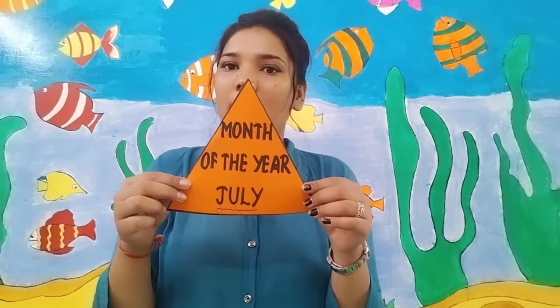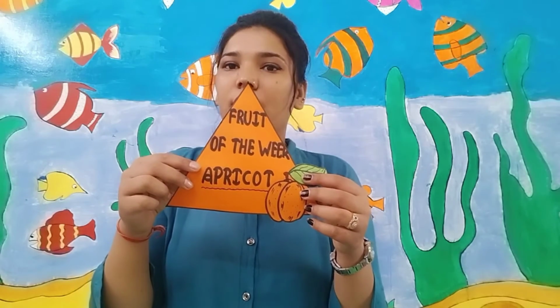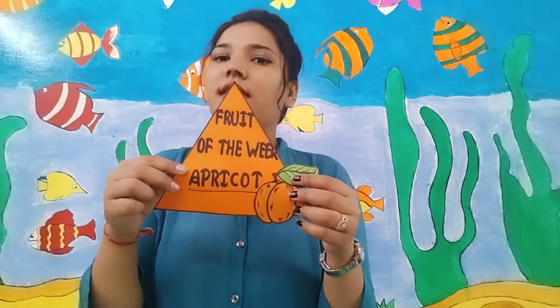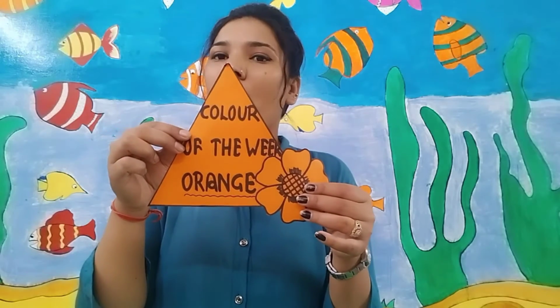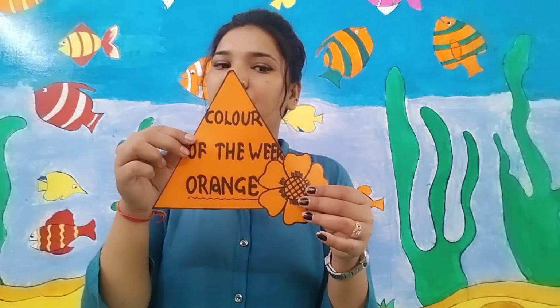Month of the year is July. Fruit of the week is apricot. Color of the week is orange.